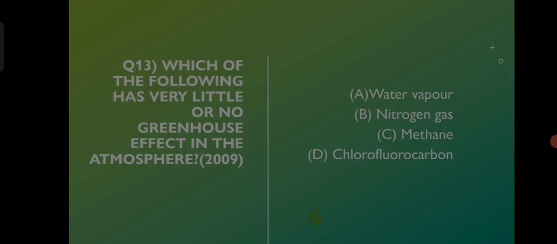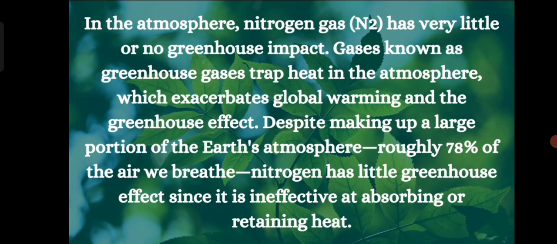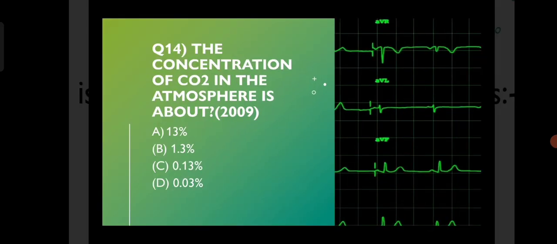Here our next question is which of the following has very little or no greenhouse effect in the atmosphere? So here our correct answer is nitrogen gas. The nitrogen gas constitutes a major component of the Earth's atmosphere. It is approximately 78% but has negligible greenhouse effect as it doesn't efficiently absorb or trap heat, unlike other greenhouse gases that contribute to global warming. Now moving on to the next question.